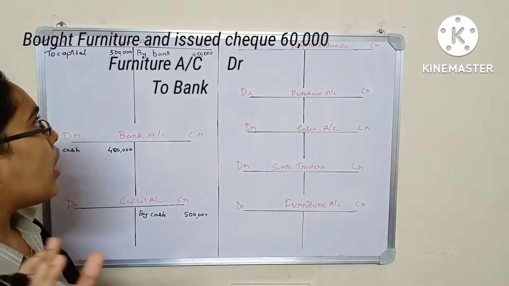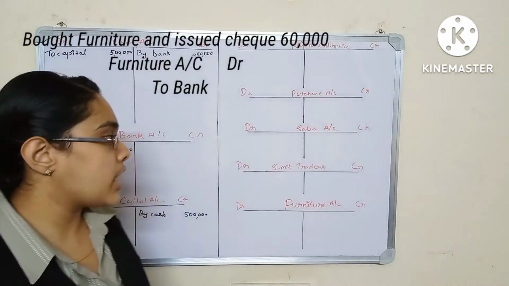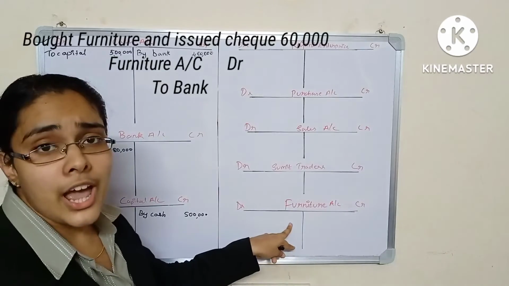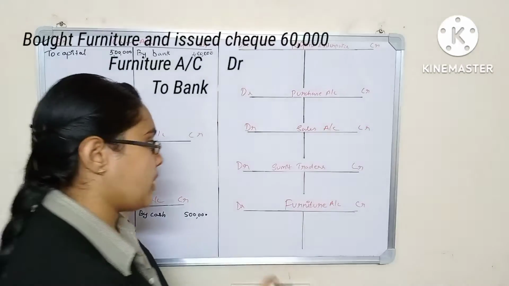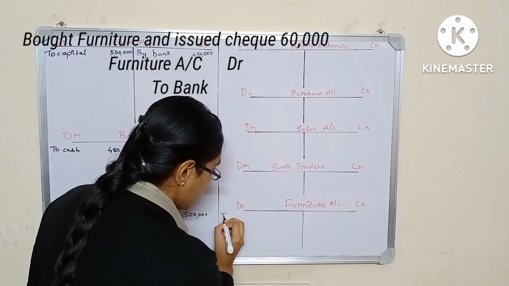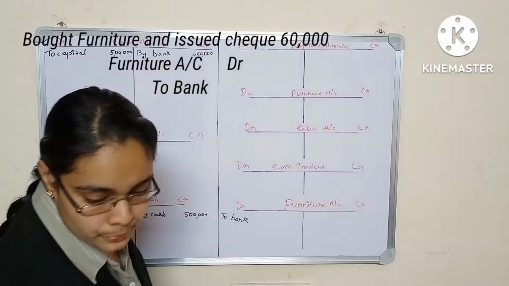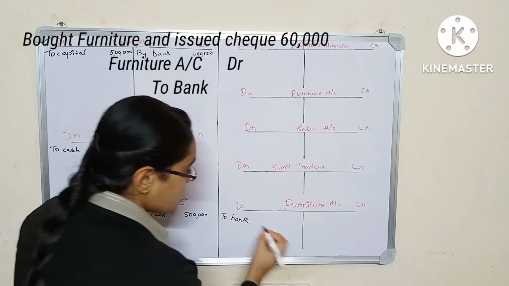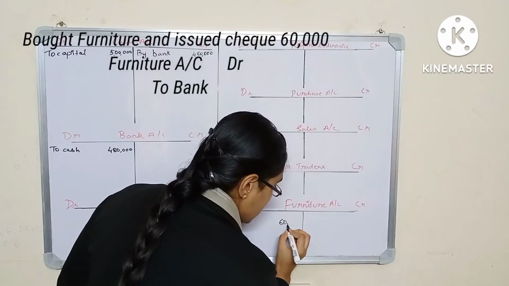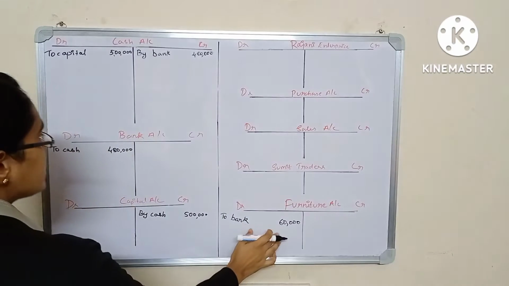So how will you write? Furniture account debtor to bank. So the furniture account has been debited. You go to the debit side and you will write "To bank." How much is the amount? It is 60,000. So you will write 60,000. So the furniture account is now done.